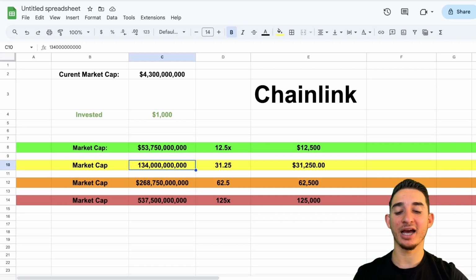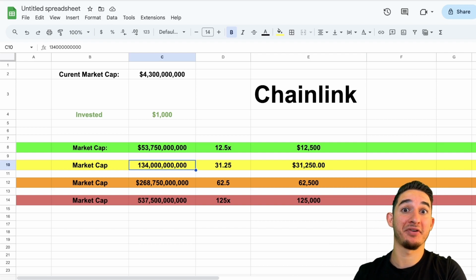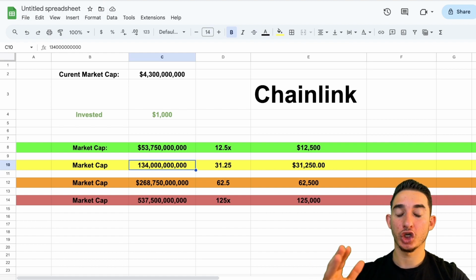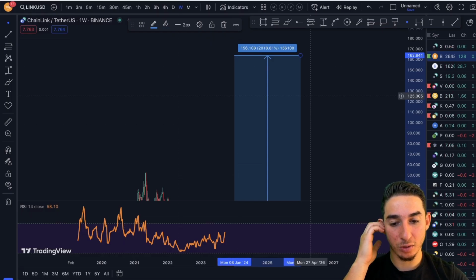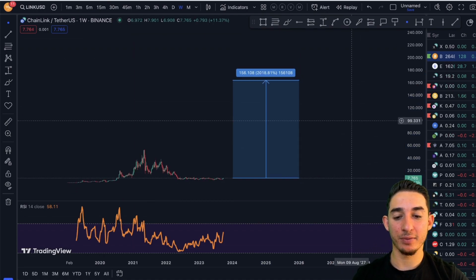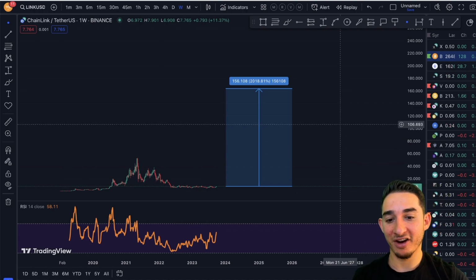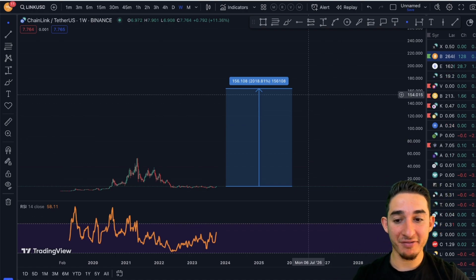Now, I'm not saying that it's either going to be 12x or 31x. You could also take profit at 20x. 20x, I think, is still probable, guys. I still think we could see Chainlink at $105 billion. I think that's still possible. That would bring Chainlink to $163. Okay, can we see Chainlink at $163 by 2024 or the beginning of 2025? Definitely. Obviously, very, very possible.